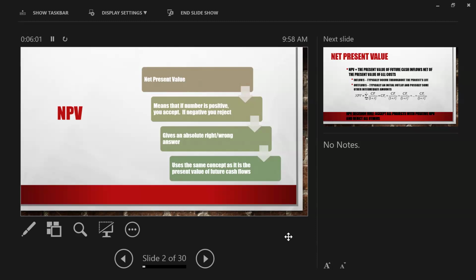If the NPV is negative, then that would mean this is not a project we want to take on because it's actually deleting value from the firm. And so the great thing about NPV is it's so simple. It gives you an absolute right or wrong answer. Positive, good; negative, bad. So it's a really simple concept to use.